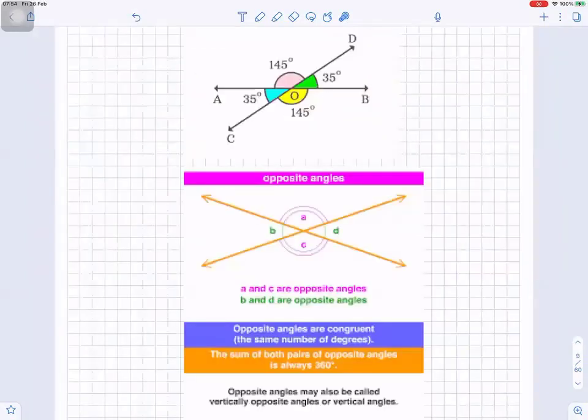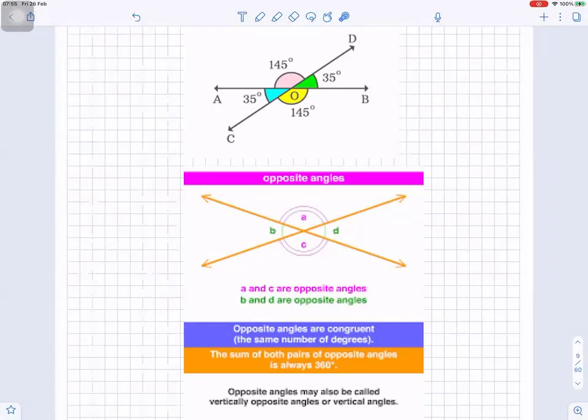So this is some explanation for opposite angles so you can see. So 145 degrees, these two angles are opposite, so they're the same. 35, 35, these two angles are opposite, so they are the same. 35, 35, the same. 145, 145. And you can put it in another diagram. A is equal to C. So A and C are opposite angles, and then B and D are opposite angles. So opposite angles are congruent, the same number of degrees.